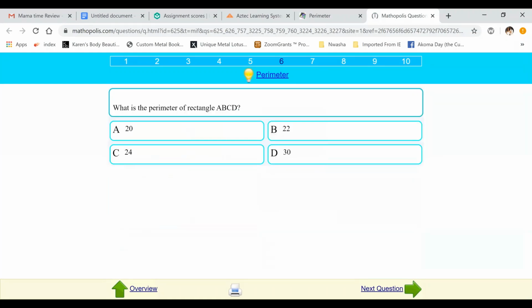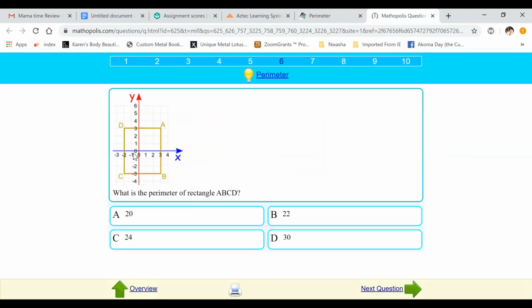But then you have different shapes. When you get to one like this, it says, what is the perimeter of rectangle A, B, C, D? What you want to do is count the grid that's in the back. So when you're trying to count from point A to point B, there are no numbers on the outside of the shape to tell you how long this line is from A to B. So you have to count the grids in the back. So that would be 1, 2, 3, 4, 5, 6, right?